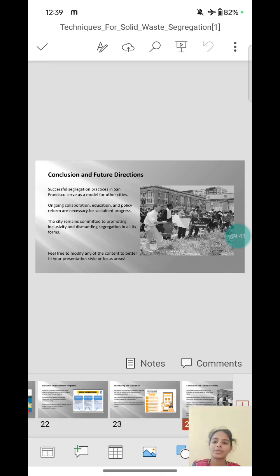Conclusion and future directions. Successful practices in San Francisco serve as a model for other cities. Ongoing collaboration, education, and policy reform are necessary for sustainable programs. The city remains committed to promoting inclusion and dismantling segregation in all its forms.